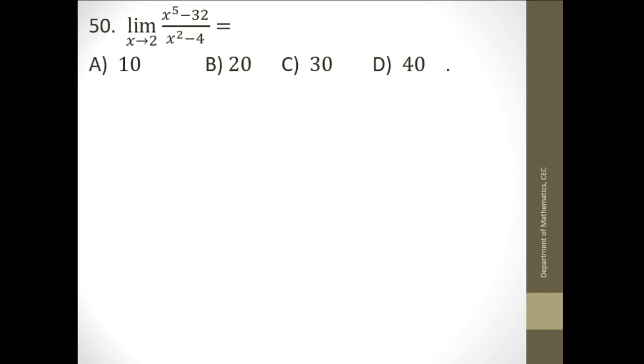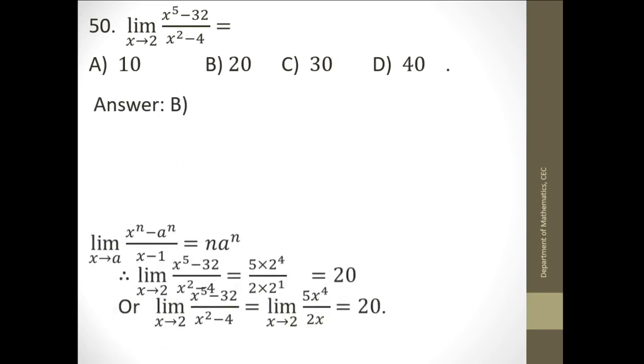Now here also you can use L'Hopital's rule, very simple. Derivative of the numerator: x power n derivative is n x power n minus 1, so x power 5 derivative is 5x power 4. Denominator: x square derivative is 2x, x cube derivative is 3x square, like that. So 5x power 4 by 2x, cancel x or substitute x equal to 2, 5x power 4 by 2x, answer is B.